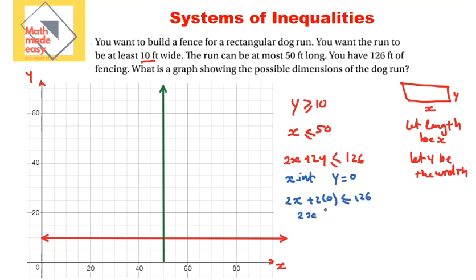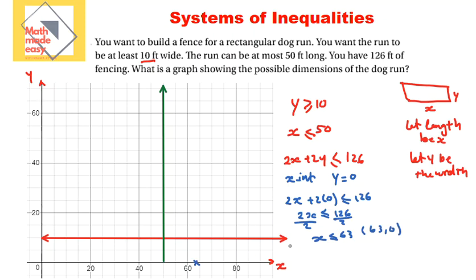Then you're going to have 2x is less than or equal to 126. Divide both sides by 2. Then you'll get that x is 63. So the point is going to be (63, 0). So here at 63, well, I'm skip counting by 5, so it's somewhere here. And 0, this is your x-intercept.